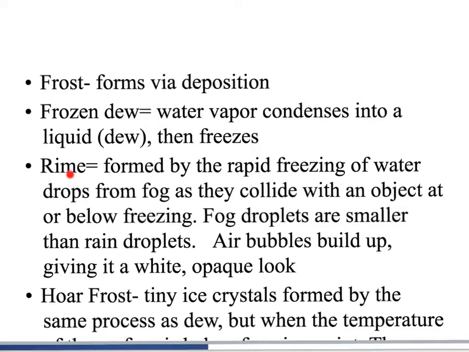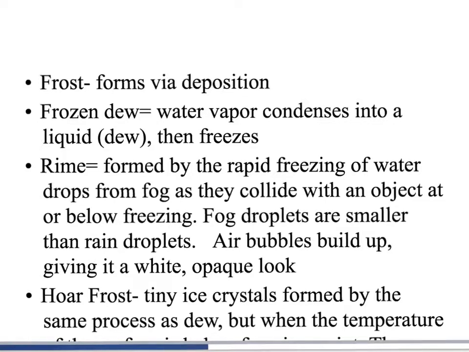The first one is rime. This is formed by the rapid freezing of water drops from fog as they collide with an object at or below freezing. So this is mainly coming from a cloud that's low to the ground, which is called fog. As this rime continues to form, little air bubbles are going to get built up and trapped inside it. So this gives it more of a white or opaque look in which light cannot pass through.